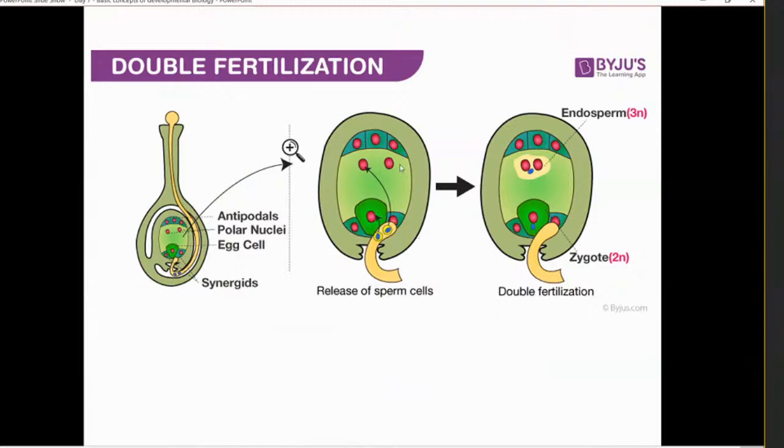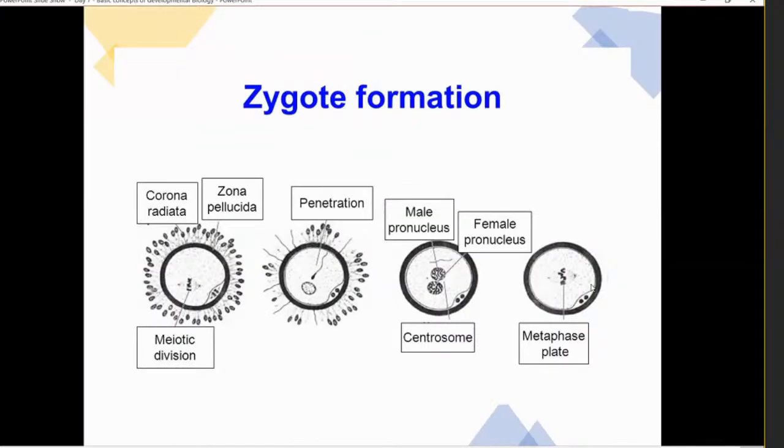After the entry, two nuclei are present with the oocyte nucleus, forming two zygotes. Two nuclei enter the oocyte nucleus, so two zygotes are formed. So double fertilization happens in the plant. Then zygote formation. In this zygote formation, four different stages are there.